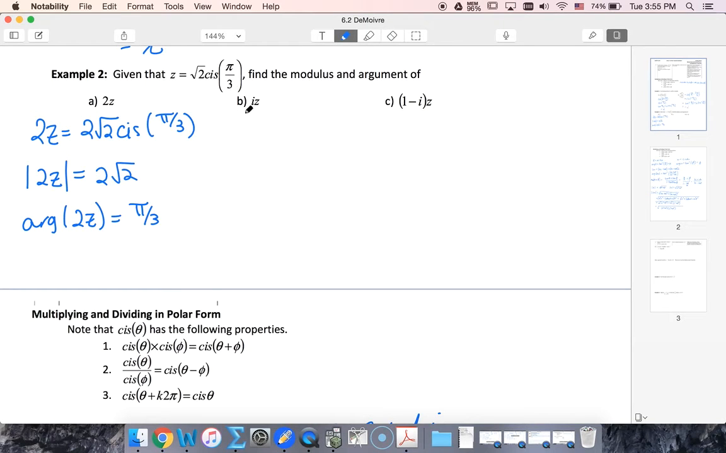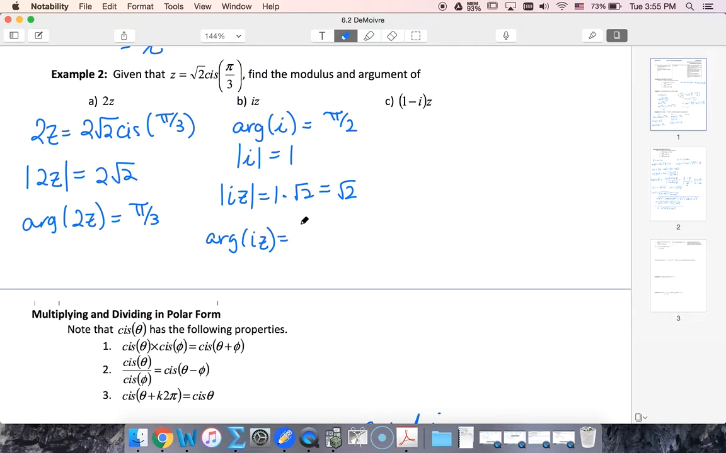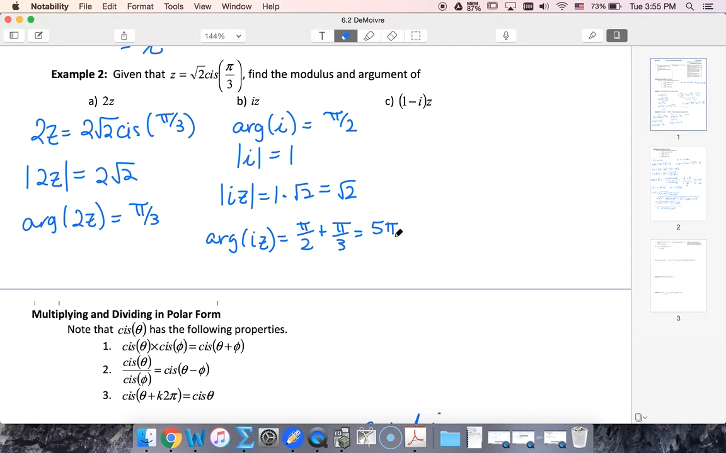In this case, I have a product, so I'm going to use my rules. I could calculate this out and find the product, but instead I can think about the argument of i. If I think about i, it points up on the imaginary axis, so its argument is pi over 2. The magnitude of i is 1, so the magnitude of iz is going to be 1 times root 2. So that's just going to be root 2. And the argument of iz is going to be pi over 2 plus pi over 3, which is 5 pi over 6.